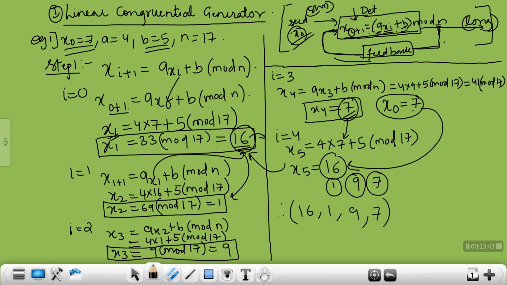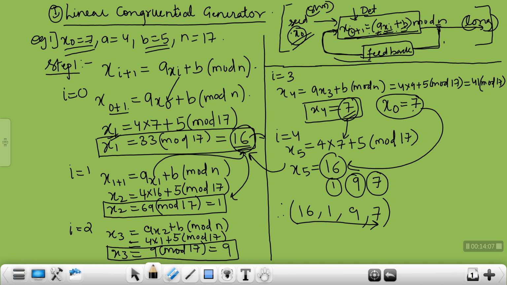In the linear congruential generator, you are generating a series of numbers by giving x0 as an input, and the formula here is nothing but (a times xi plus b) mod n, which calculates x(i+1). In this case, the sequence generated using the linear congruential generator is 16, 1, 9 and 7, which is going to repeat.